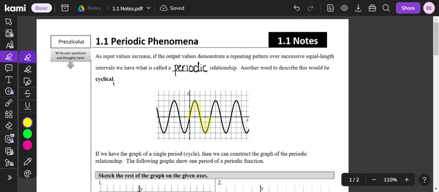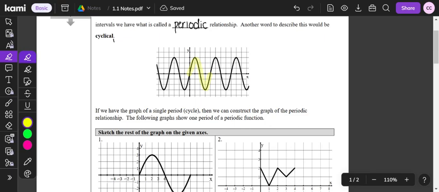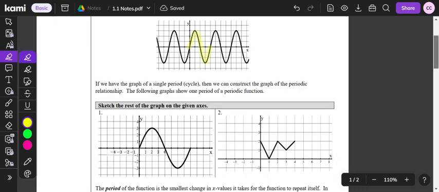Okay. Cool. It says if we have the graph of a single period or cycle, then we can construct the graph of the periodic relationship. The following graphs show one period of a periodic function. All right, and we'll come back to that word period in just a minute. It's the same as cycle. We'll define those in just a sec. But right now, we should practice with that concept. If I was to just give you one cycle of the wave, could you recreate the rest of the graph? That's all we're talking about here.